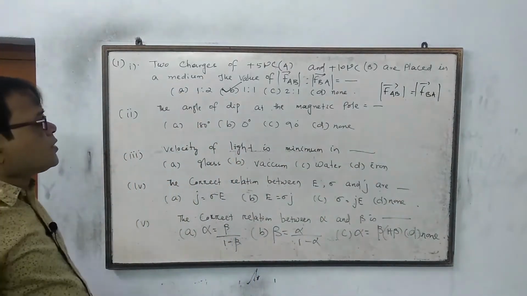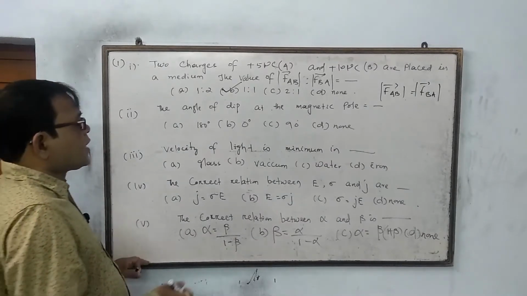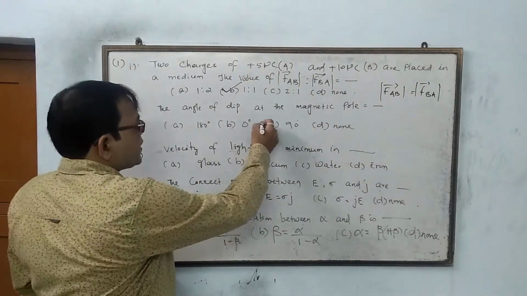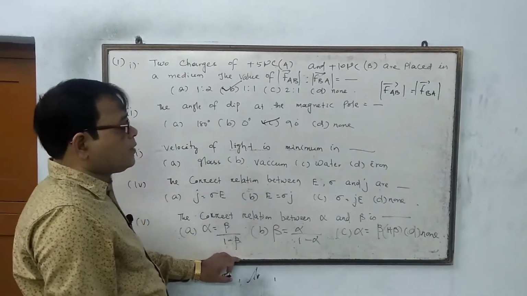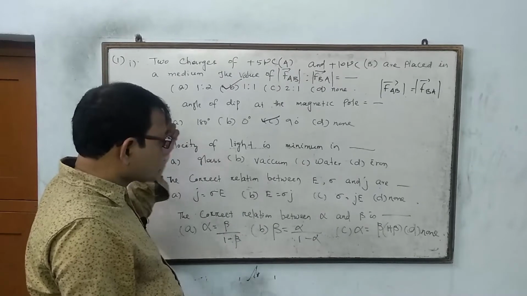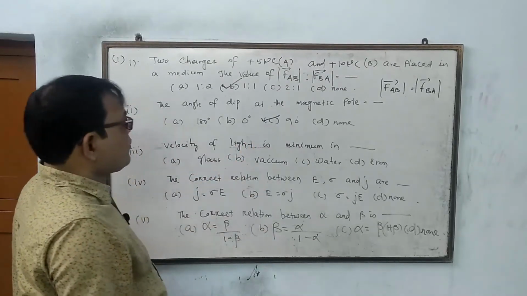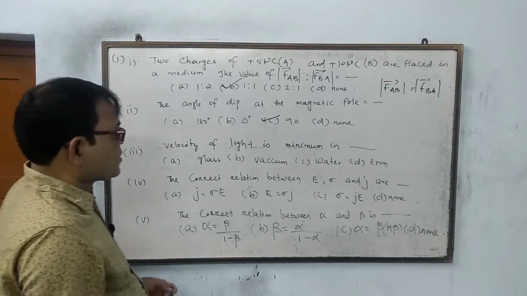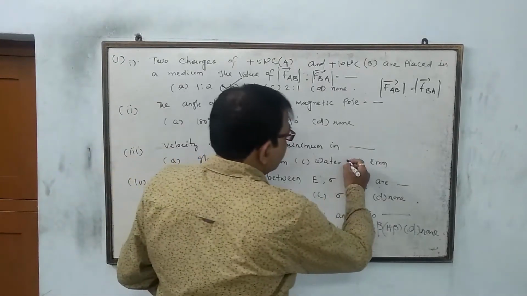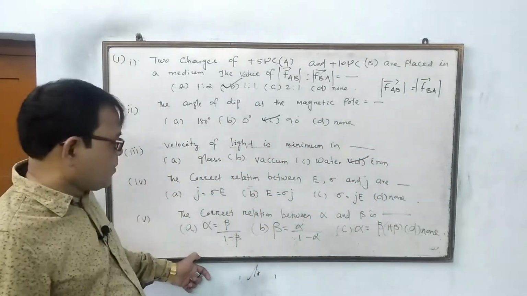Second question, the angle of dip at the magnetic pole is dash. We know that the angle of dip at the magnetic pole is 90 degree. At the equator it is 0 degree and at the magnetic pole it is 90 degree, which is maximum. Velocity of light is minimum in dash: glass, vacuum, water and iron. Yes, the answer is iron, because in solid the velocity of light is minimum.